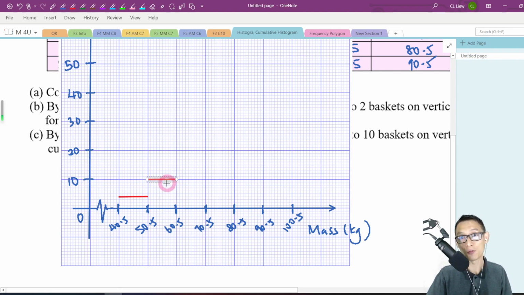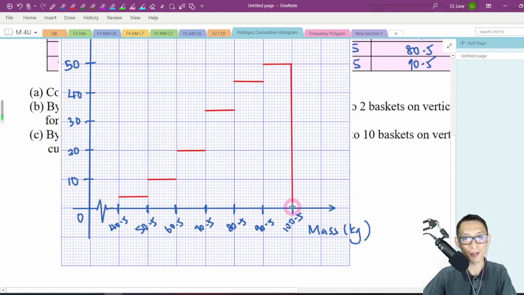Since we are using cumulative frequency, the height of the bar keeps on increasing. Then this is 20. Then 34: 30, 31, 32, 33, 34 over here. And 44: 40, 41, 42, 43, 44 is over here. And the last one is 50, over here. Now, do you notice that the height of the bars keeps on increasing?